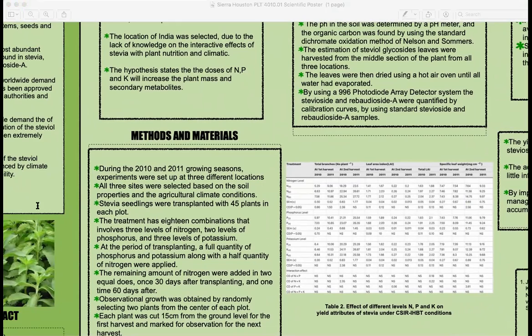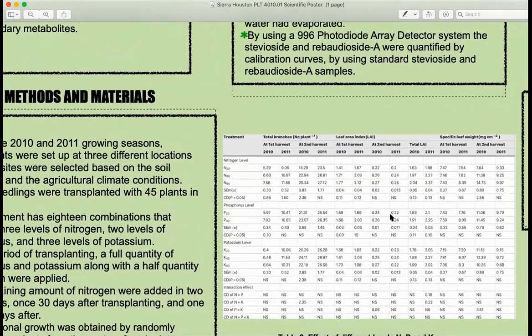That's just to summarize what I said. The dry leaf yield, the number of branches, and the leaf area index are the main attributes of stevia shown to be significantly affected by the levels of nitrogen, particularly in the first harvest during both years. I used table 2 to show the results of the nitrogen increase, in both leaf area index and the total number of branches. For specific leaf weight there wasn't a noticeable difference, but it's still included in table 2.